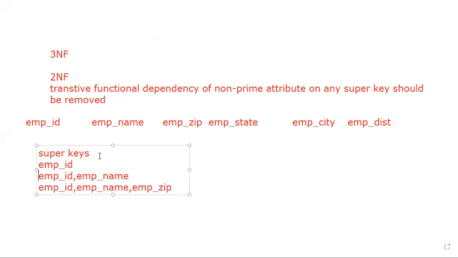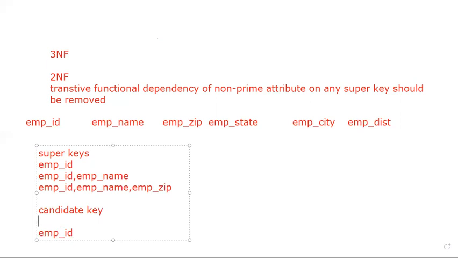But what is the candidate key here? The candidate key is nothing but the common key here. What is the common key we have? Employee ID. Here the candidate key is EMP ID, because the employee name may be repeated, the employee PIN code may be repeated, but the employee ID is never repeated.